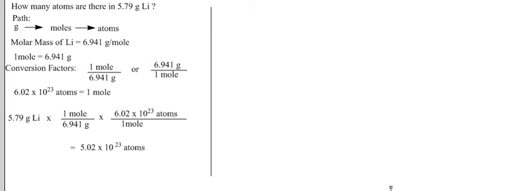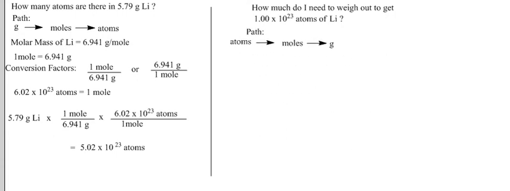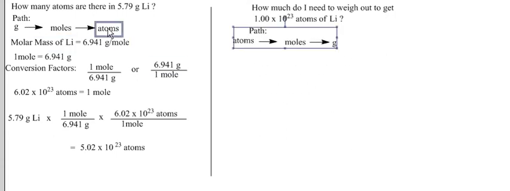And what we're going to look at is: how much do I need to weigh out to get 1.00 times 10 to the 23rd atoms of lithium? So the path in this case is essentially the opposite of the path that we just looked at. Instead of going from grams to moles to atoms, we go from atoms to moles to grams. You'll notice moles is sort of the intersection of atoms and grams. We always go through moles to go from the weight or mass of a substance to how much of that substance we have in terms of number of particles.